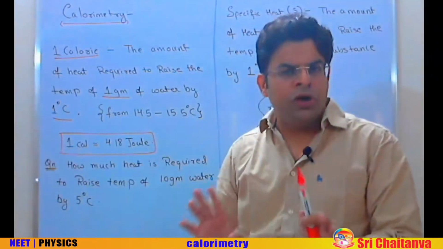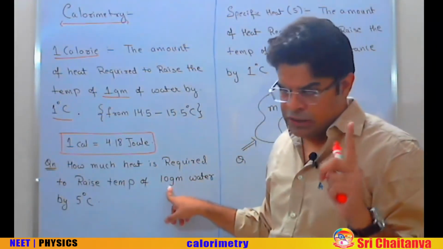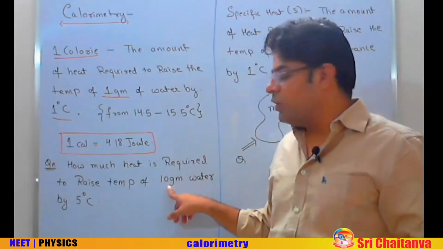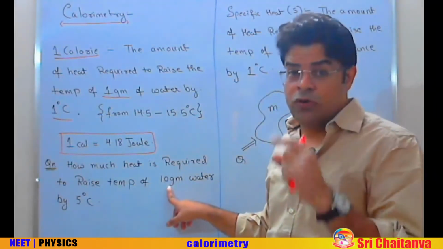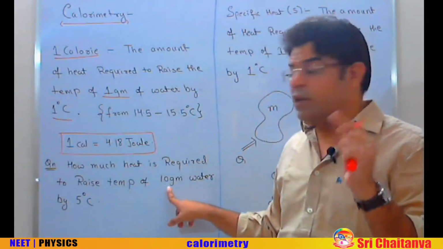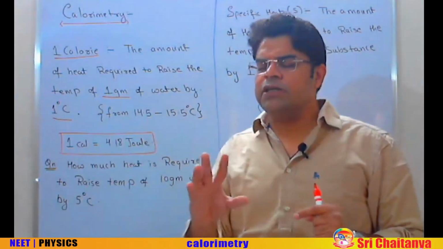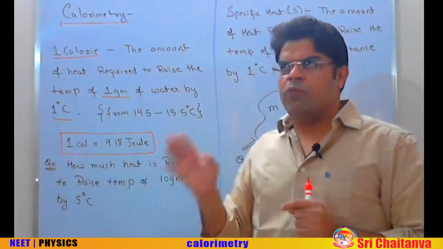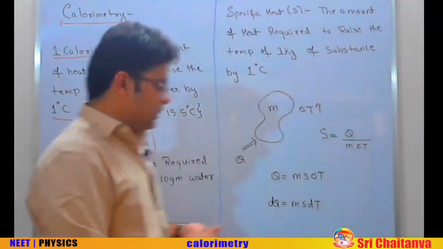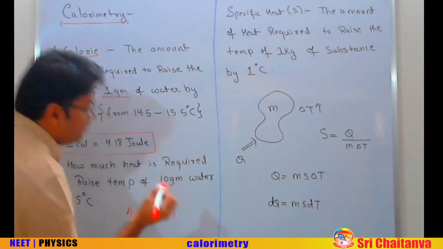So it's a simple unitary method. To raise the temperature of 1 gram of water by 1 degree centigrade, we require 1 calorie. So to raise the temperature of 10 gram of water, 10 times the amount of water, by 1 degree centigrade, we will require 10 calorie. So 1 gram, 1 degree centigrade, 1 calorie. 10 gram, 1 degree centigrade, 10 calorie. 10 gram, 5 degree centigrade, how much heat? The answer is pretty simple. 50 calorie of heat will be required.